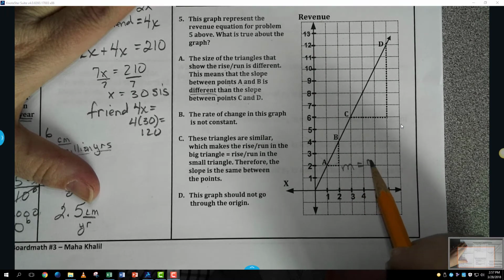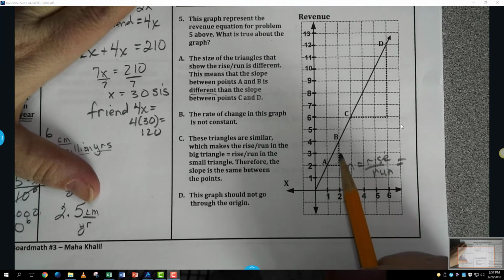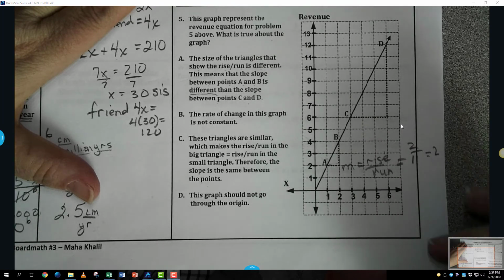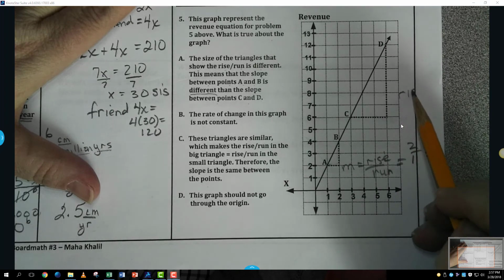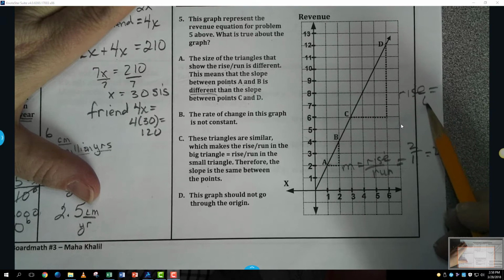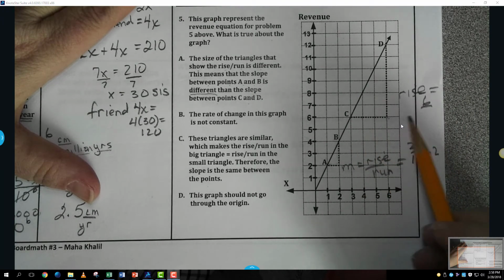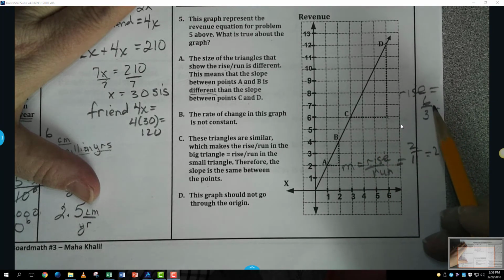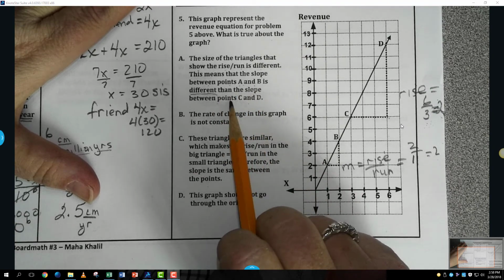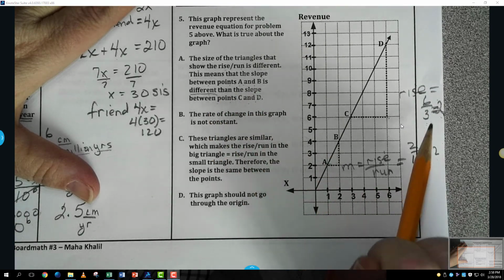The slope is the rise over the run, correct? So this is up 2, and this is over 1. So the slope is 2. The slope for this one, the rise is 1, 2, 3, 4, 5, 6. And the run is 1, 2, 3, which is also 2. So this means that the slope between A and B is different than C and D? No, we just showed that they're the same.